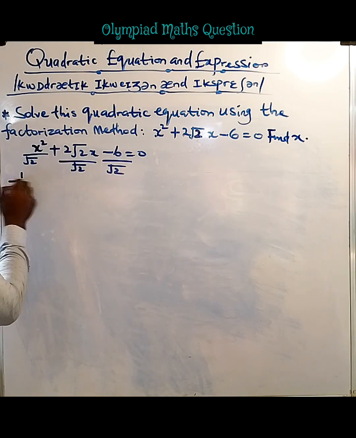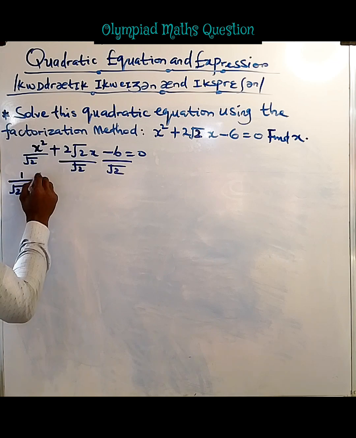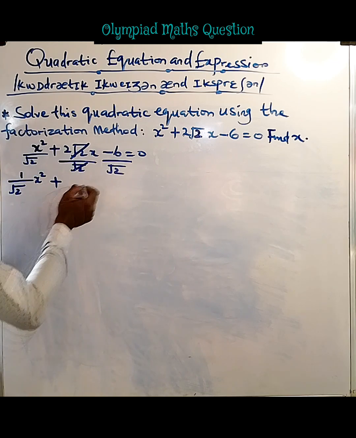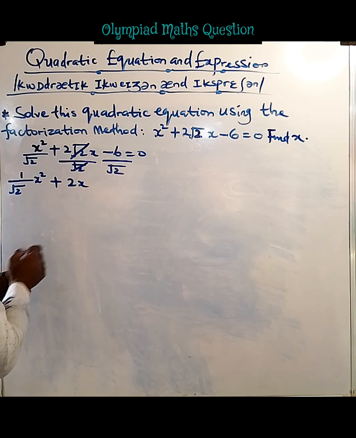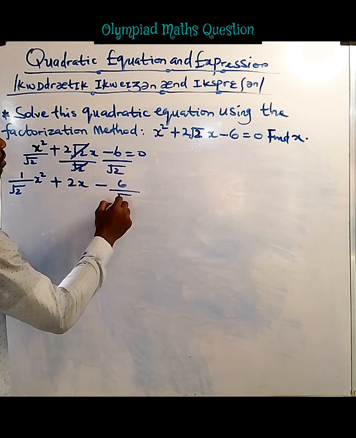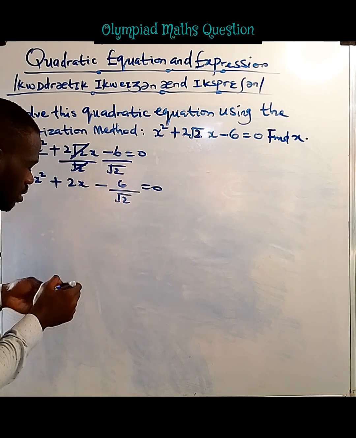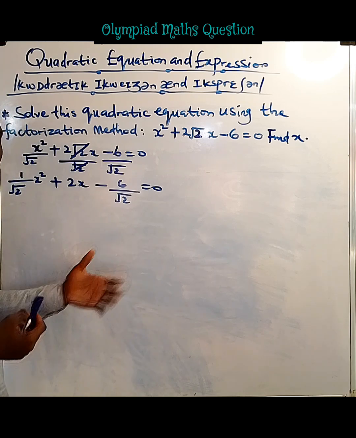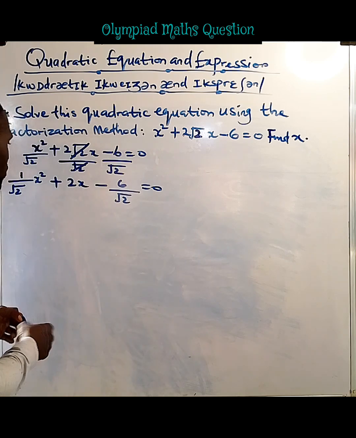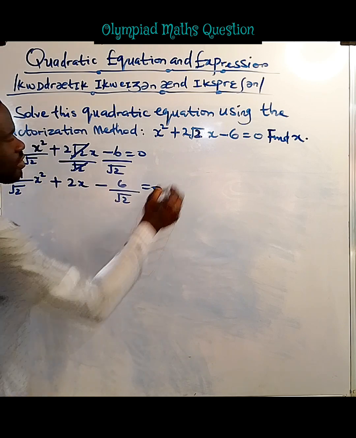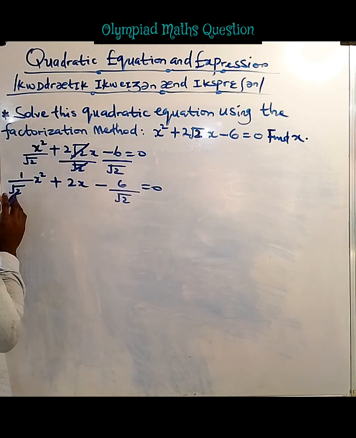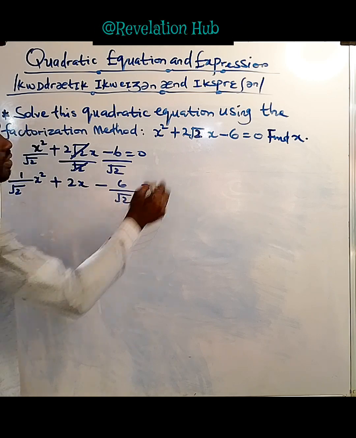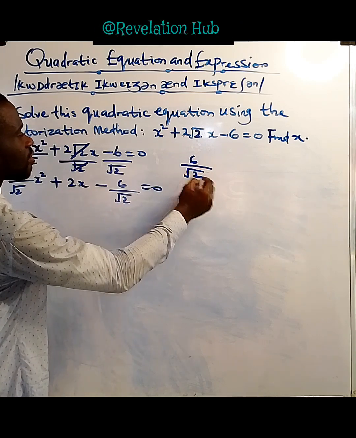So here we have 1 over root 2 x squared plus root 2 divided by root 2 times 2x, then minus 6 over root 2 equals 0. You will need the basic knowledge of surds to understand this. The next thing I'm going to do is rationalize this last part, this 6 over root 2.